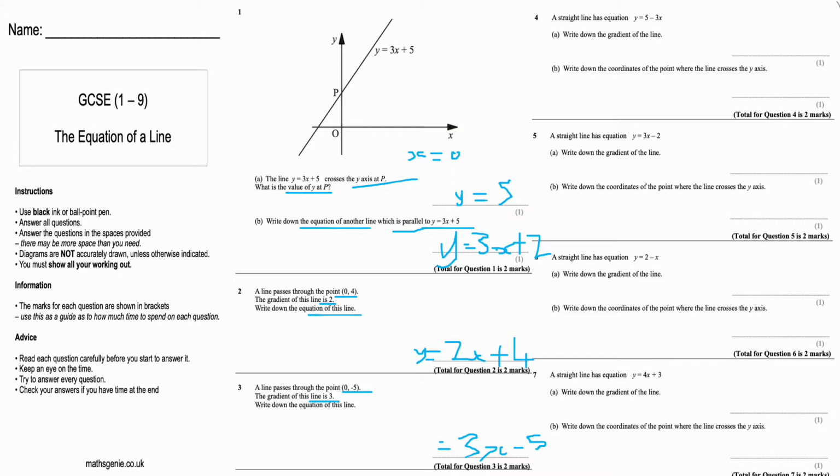This is question number 4. A straight line has the equation y is equal to 5 take away 3x. Part A, write down the gradient. The number in front of the x is negative 3, so the gradient m is equal to minus 3. Part B, write down the coordinates of the point where it crosses the y-axis. That's when x is equal to 0. When x is 0, y is equal to 5.